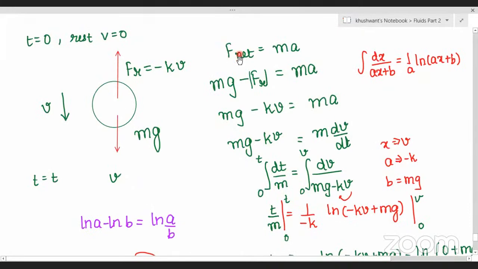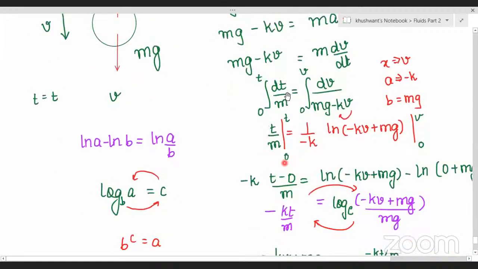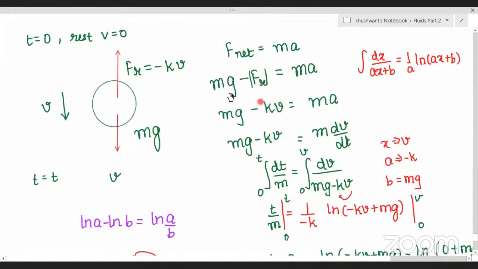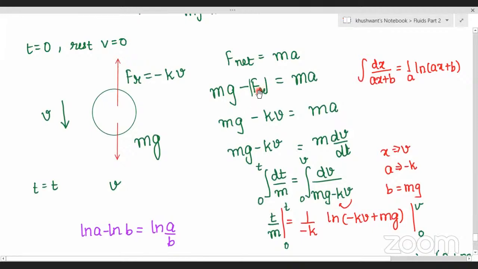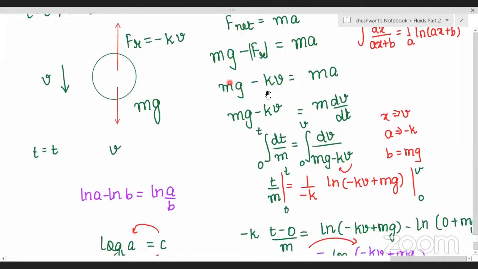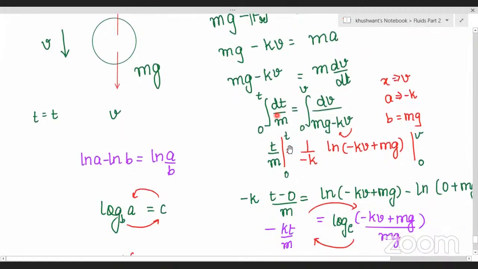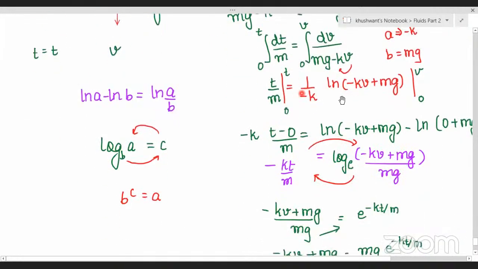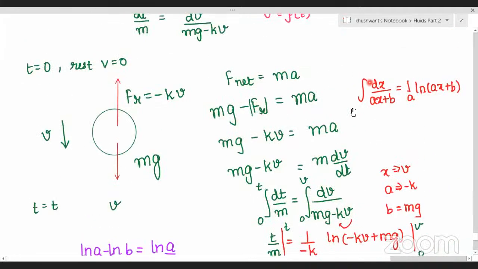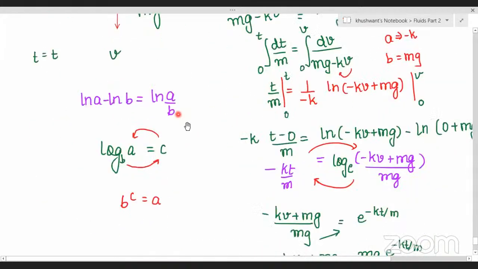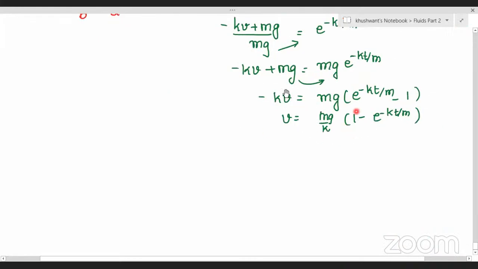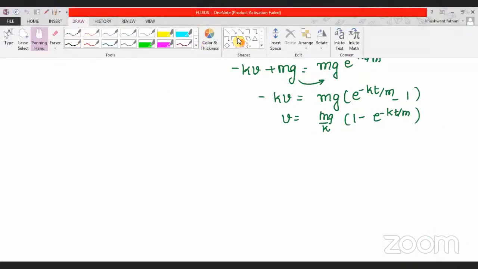What did we do? F net is equal to ma. And we know that in whichever direction the net acceleration is, suppose this ball is going down, we can go for this calculation. We did it step by step. This resistive force was equal to minus kV, but in magnitude kV. We went further ahead and calculated the logarithmic relation by integration. The formula that we used is the integration of dx upon ax plus b is 1 by a log of ax plus b. We used this formula and reached our final answer, which is the relationship between velocity and time, an exponential relation.